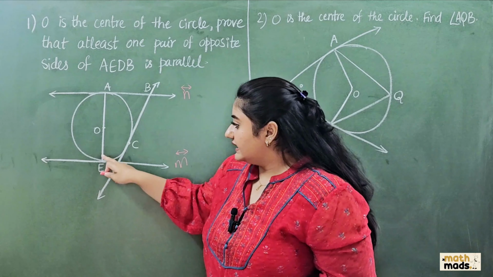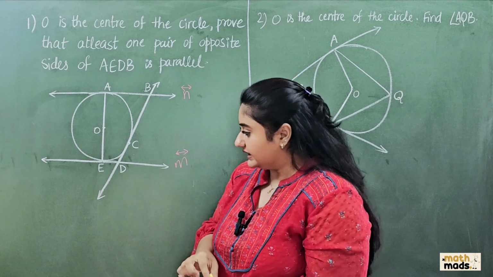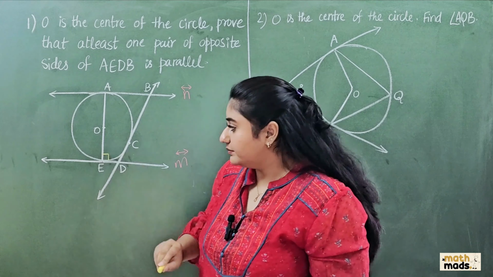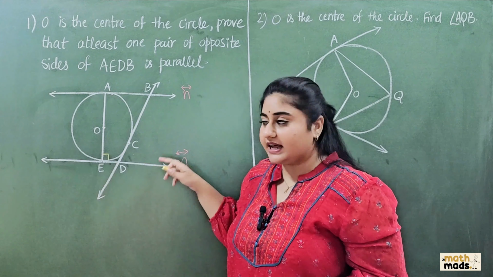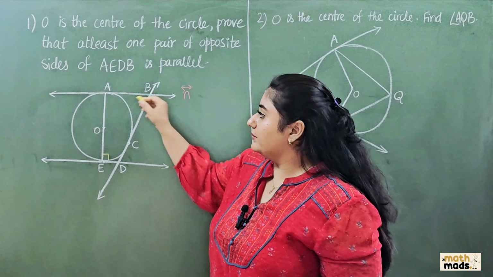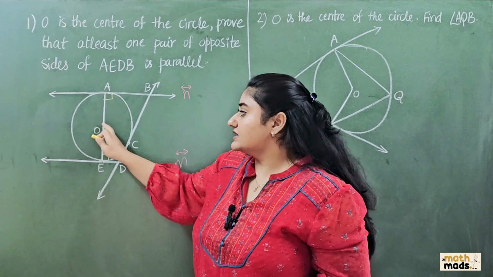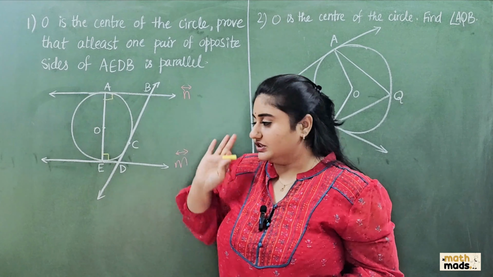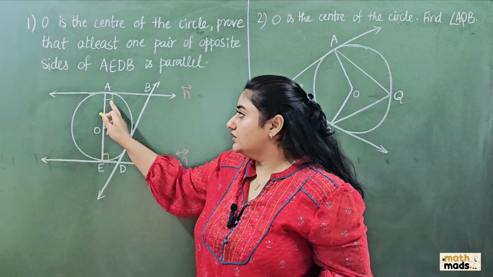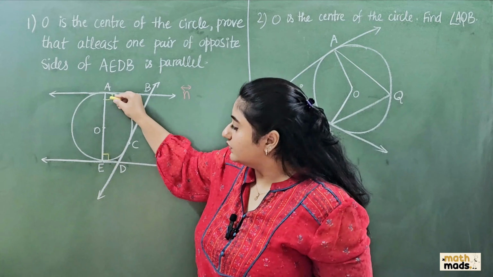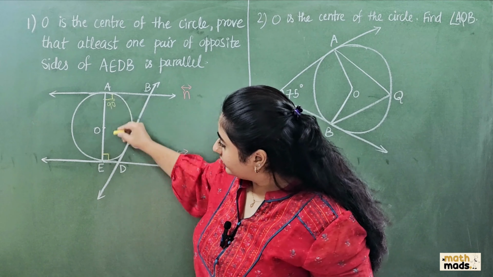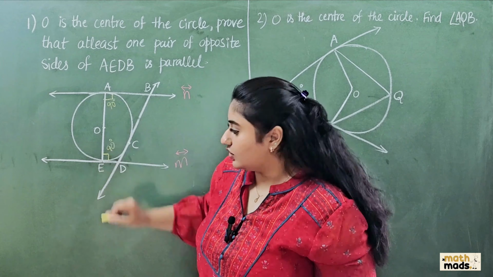Then can I say that angle OED is 90 degrees because the radius is perpendicular to the tangent. Similarly, OAB will also be 90 degrees because again the radius is perpendicular to the tangent. So I have got two angles which are equal to 90 degrees. Now let me explore other angles also.